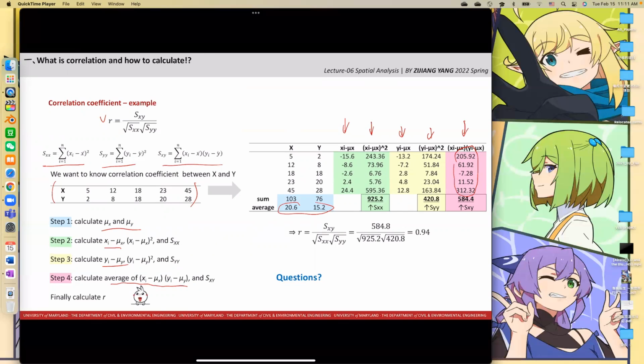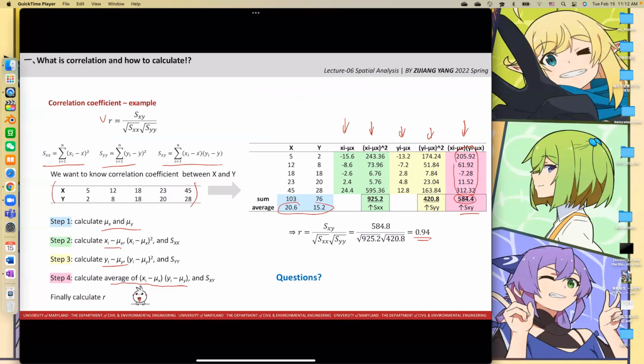So this is the sum of the cross products. I guess I need to calculate the average, but I calculated the sum. Anyway, this is the sum, and then we divide it by the sample size. Wait a minute. Oh, yeah, I'm correct. So this is SXY. I confused myself. And by having SXX, SYY, and SXY, we can just plug these numbers into this formula and get the correlation coefficient. For this one, do you have any questions?